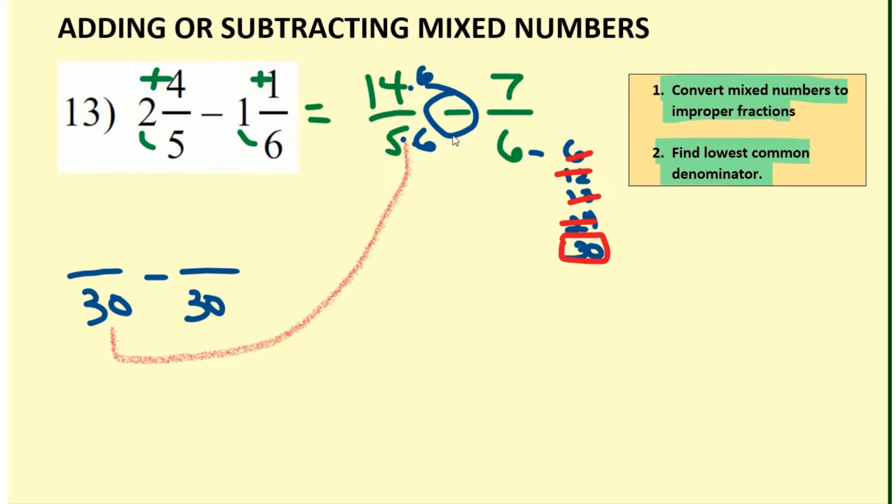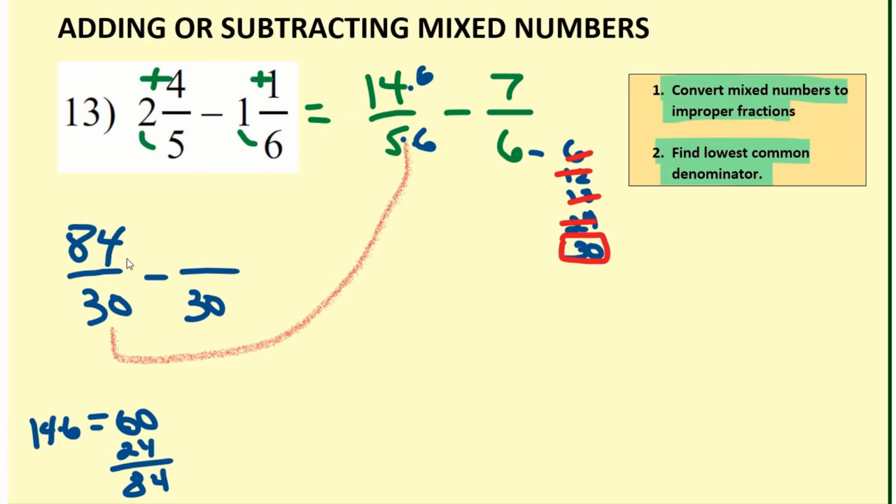Let me erase that circle there. So that means 14 times 6. What is 14 times 6? Go ahead and use your calculator if you want to. I'm going to do it down here. 14 times 6: 10 times 6 is 60, and 4 times 6 is 24. So it looks like it's going to be 84. Does that look good? Okay, so 84 is going to be my new numerator.